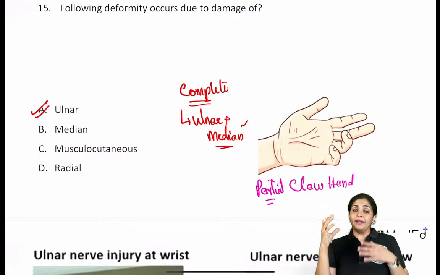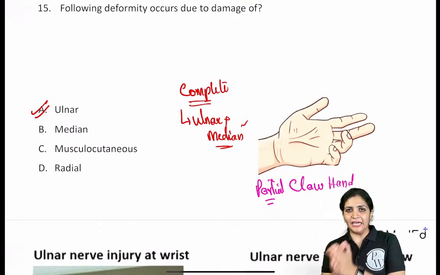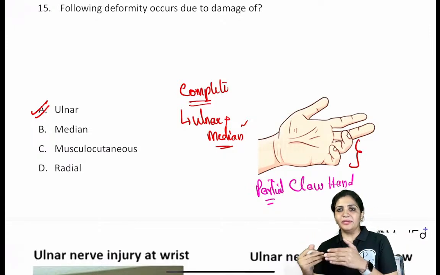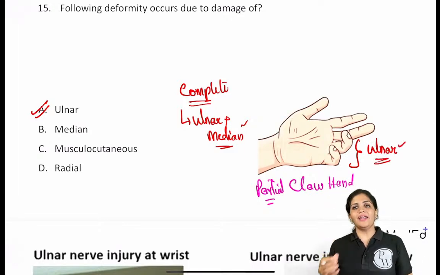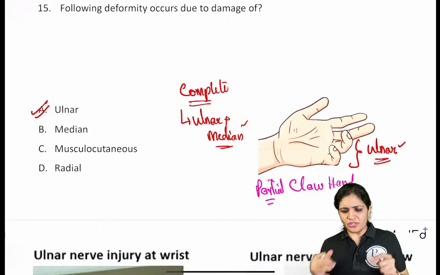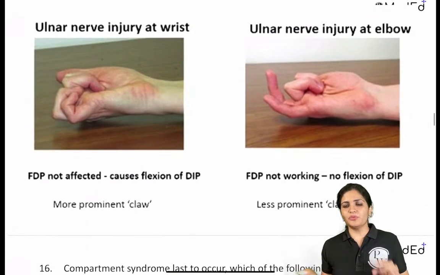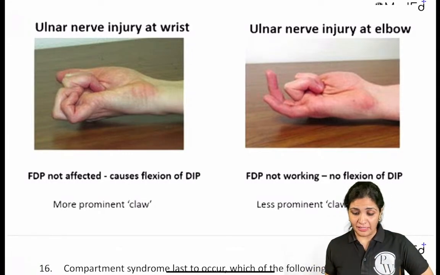The intrinsic muscles of the hand are supplied by these two important nerves, the median and the ulnar. But on the little finger side, the medial aspect, it is mainly the ulnar nerve. So this partial claw hand is because of the ulnar nerve. This is a question which is repeated. Now I just want to tell you one extension of this question, a little bit of a twisting type of question, which might be expected in the coming exam.